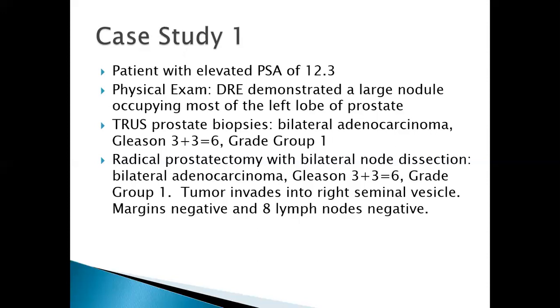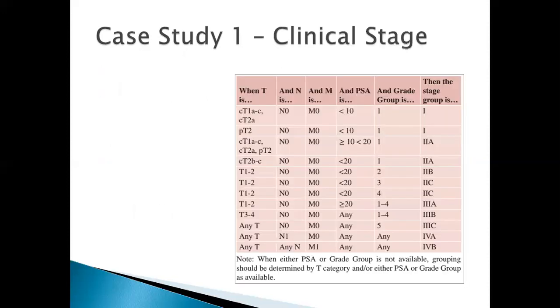Gleason 3 + 3 = 6, once again, grade group 1. The tumor invades into the right seminal vesicle. Margins are negative and 8 lymph nodes are negative. So our clinical T, here I have the clinical stage table for us to look at.